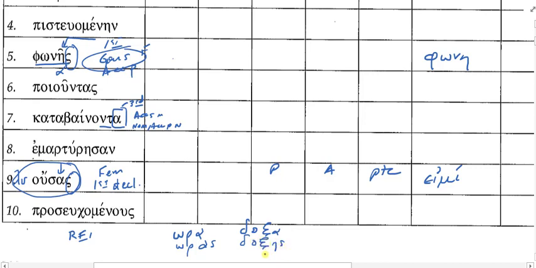Okay? So in this situation, ousa becomes ouses in the genitive singular. It goes to ousas in the accusative plural. So we can tell the difference, absolutely. So accusative, plural, feminine. Okay? All right. How would you translate ousas?